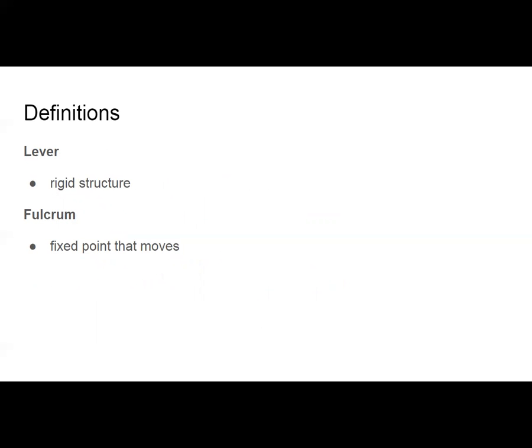All right, so we're going to talk about classes of muscle fibers, or actually classes of levers, excuse me. So in order to do that, we kind of have to give you some background information. So a lever is just a rigid structure, okay? And a fulcrum is a fixed point that moves. Okay. Now you might say, well, this is anatomy. This isn't physics class. Well, when we're talking about motion, motion is also physics, right? So there's a little physics involved. Actually, a lot.